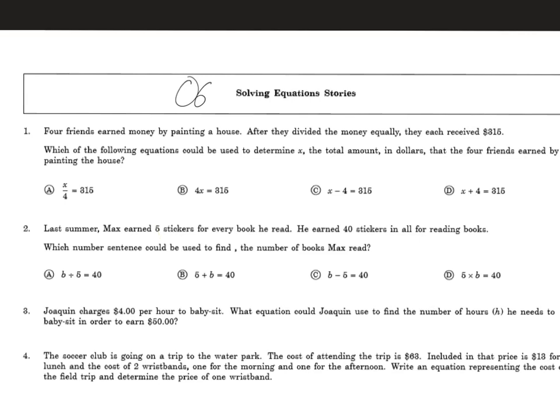So, thinking about this, we should have 315 by itself. Now, we divided it equally, so maybe we should highlight the word divided. So we divided the money equally. Okay, so after we did that, we got $315. Looking at each of these answers, which one is dividing? B's not, B's multiplying, so let's cross that out. C is subtracting, so that's not multiplying, and D is adding, so the answer has to be A.